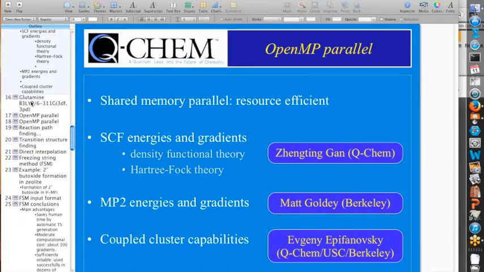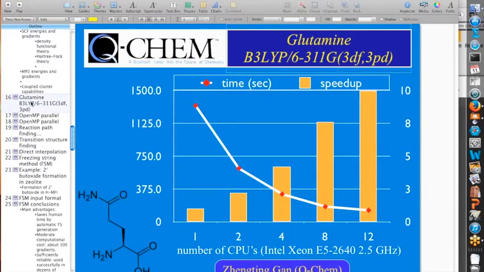Maybe let's get started with what I guess is a little vitamin supplement, glutamine. Zhengting sent me this data early this morning, so it's very freshly installed here. This is just showing you what happens on a typical Intel-based node for a typical medium-sized density functional theory calculation. The curve in white is the time in seconds versus the number of CPUs. You can see that jumping from 1 to 2 to 4 to 8 to 12 CPUs is very rapidly diminishing the cost, such that we are more than 10 times faster at 12 CPUs. And one is then using the full resources of the node for one job. This is a 12-core CPU, in fact.